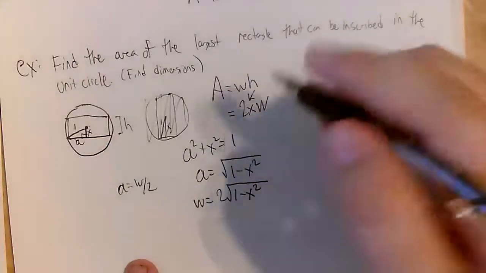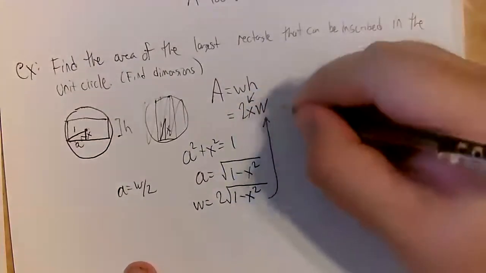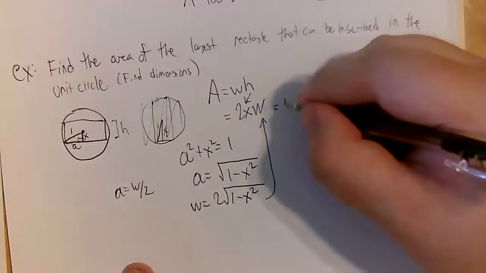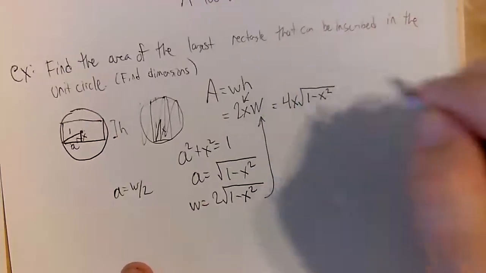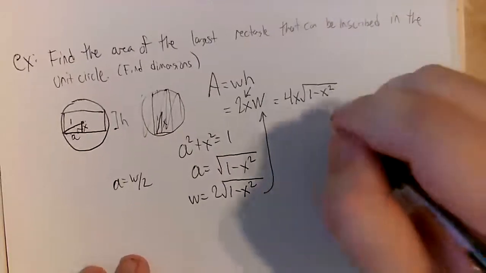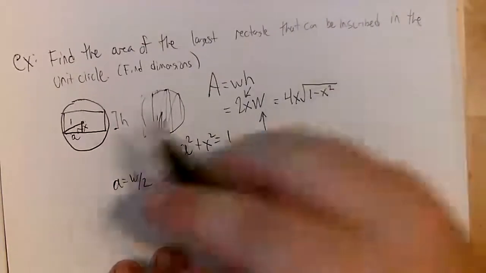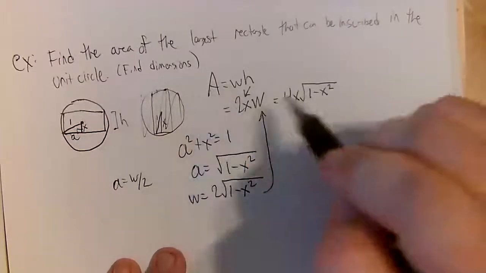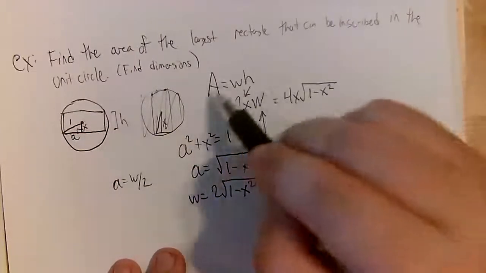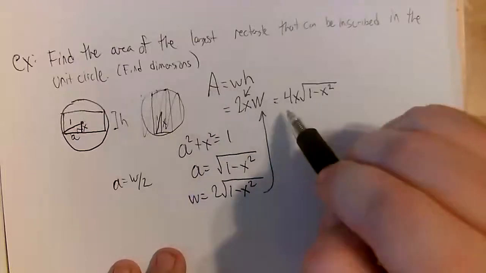All right, so now we can substitute that into here. And this will give us 4x square root of 1 minus x squared. This will be our area function in terms of this variable x right here. All right, we've accomplished step 3. We've gotten rid of all but one of the variables here.